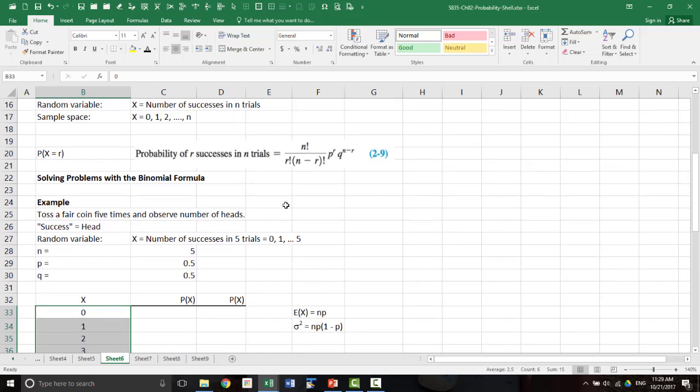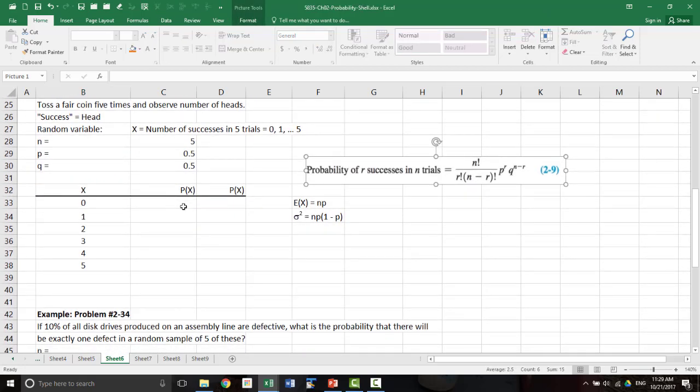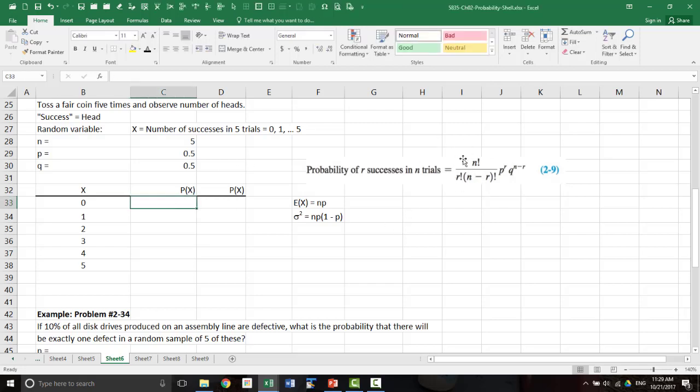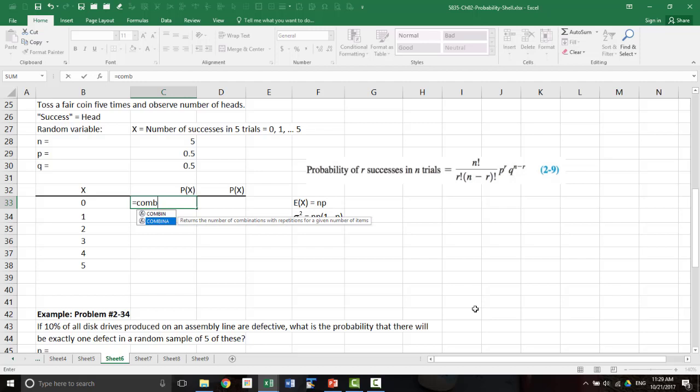Now the formula is right here. Let me bring it down. So this part is the combination of n objects taken r at a time. That formula represents combination, and Excel has a function for combination. So that would be COMBIN. Then we want n first, the number, and the number chosen. So n is that, and n has to come always from there. So I'm going to make that absolute reference by pressing the F4 key, comma r. R is that. We want the probability for that, so r. So that's the first part.